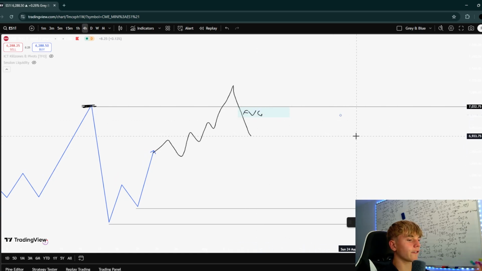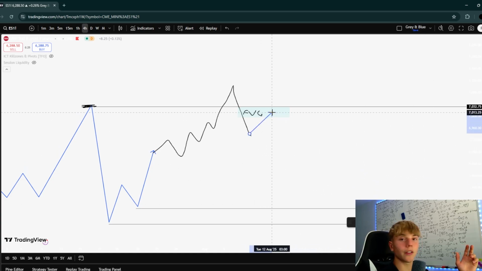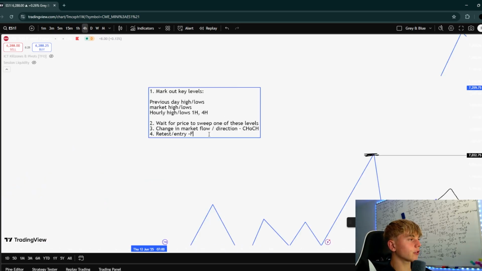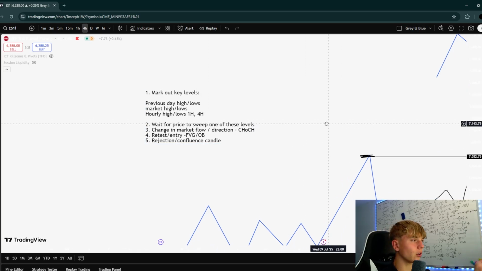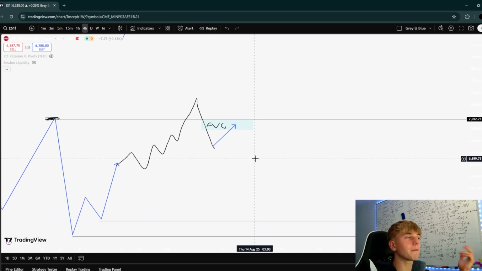What I'd do to wait for my entry is I'd wait for price to come back into the fair value gap, and that is the next confluence. I wait for price to get into the fair value gap. Once we have a retest entry into a fair value gap / order block, I need to then wait for a rejection / confluence candle. Pretty much just a candle formation or something that shows me that price is going to want to bounce off of this area.